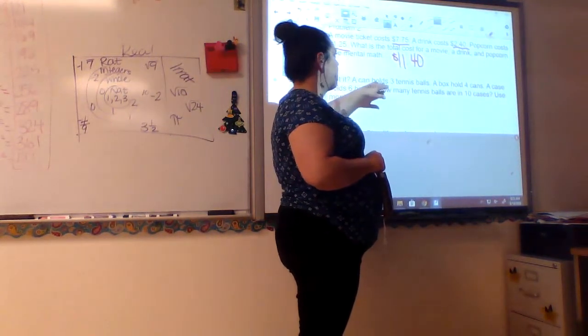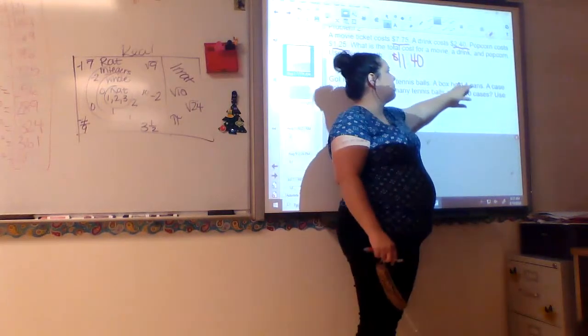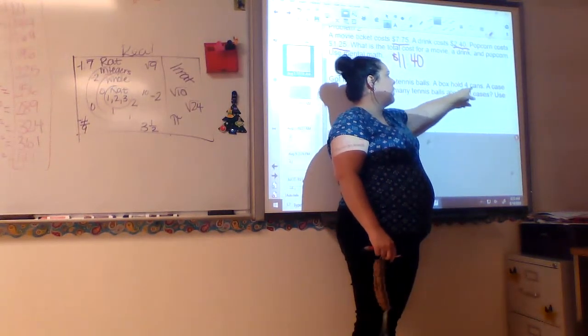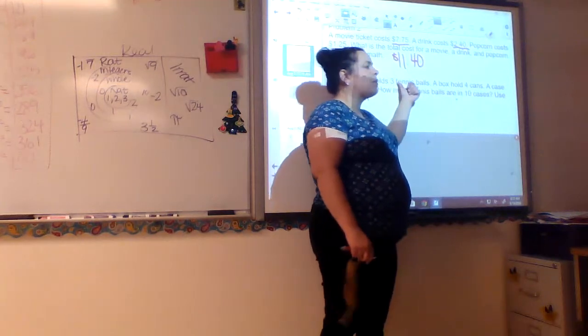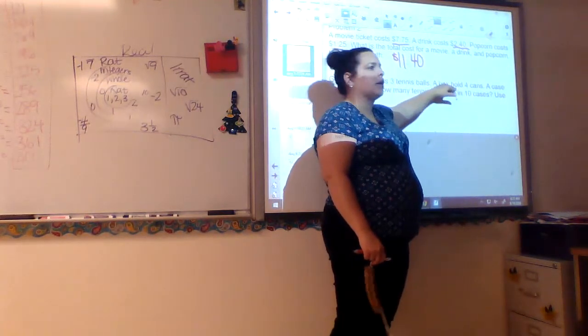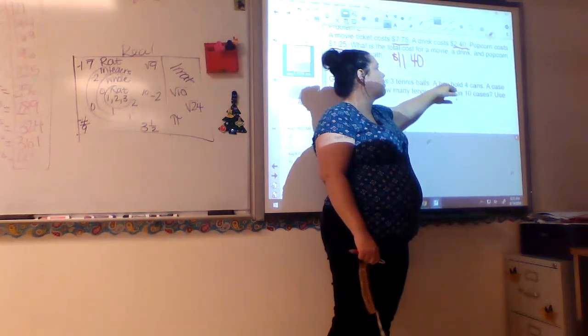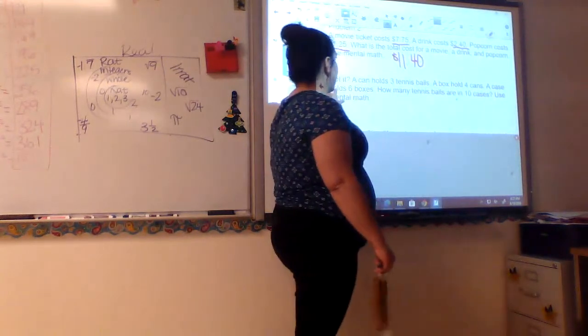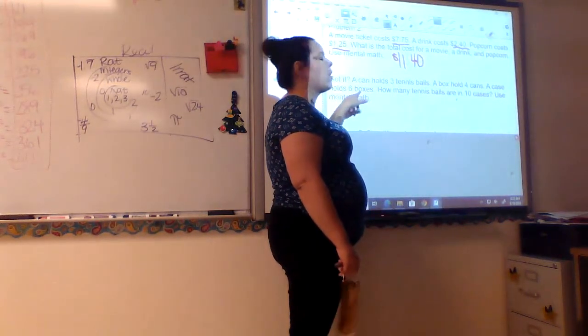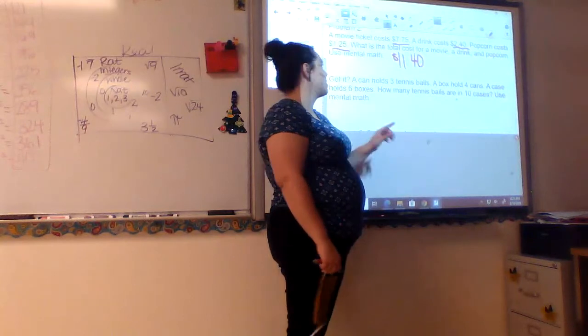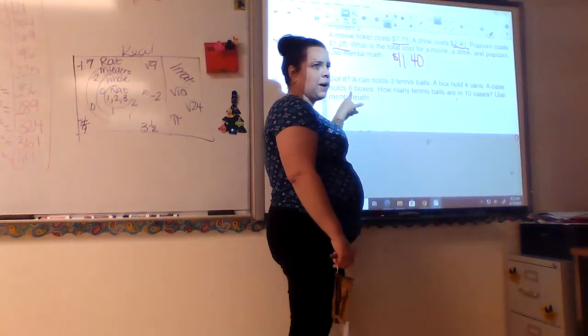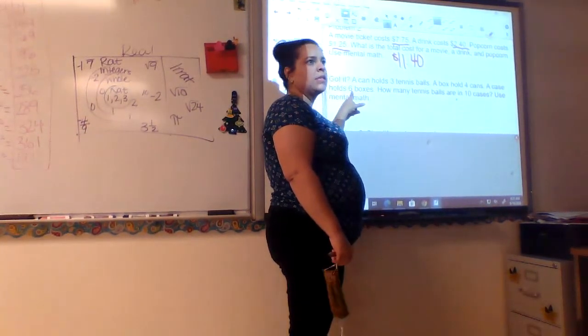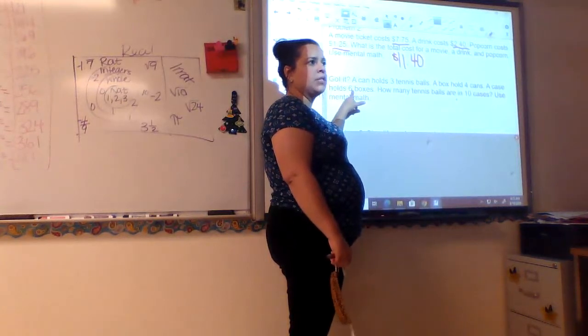All right, so if a can holds 3 tennis balls and a box holds 4 cans, if there's 4 cans and 3 tennis balls in each can, how many balls are in a box? 12, because 3 times 4 is 12. It says a case holds 6 boxes. So if there are 12 balls in 1 box, how many balls are in 6 boxes? 72, because 12 times 6 is 72.